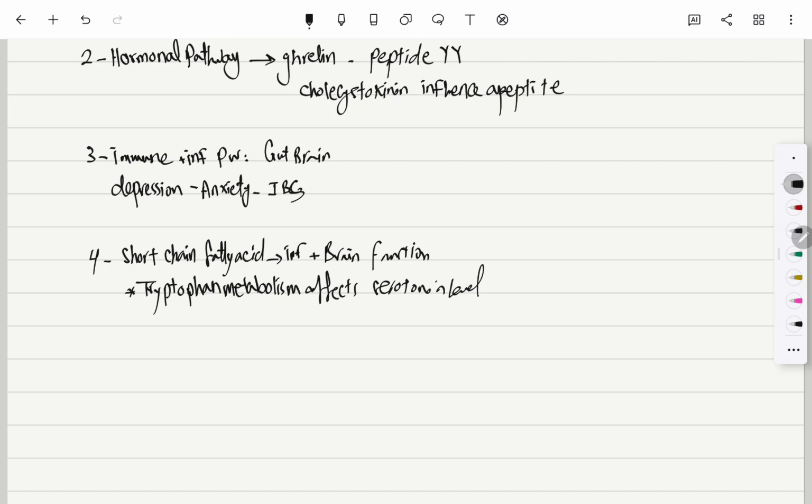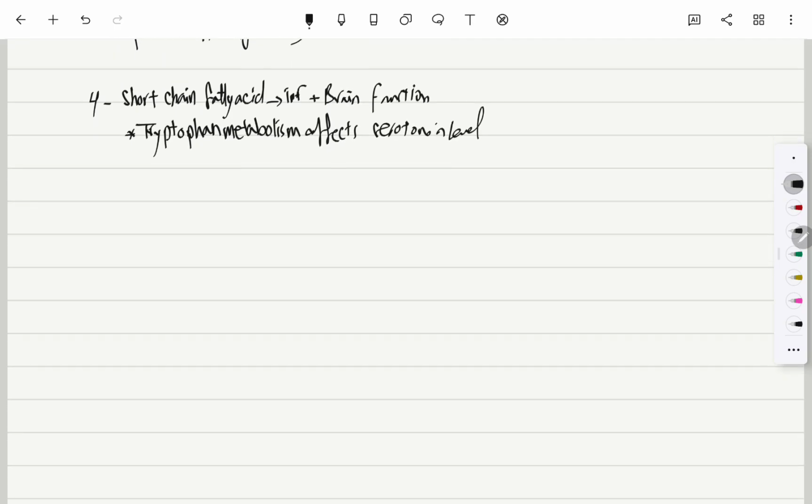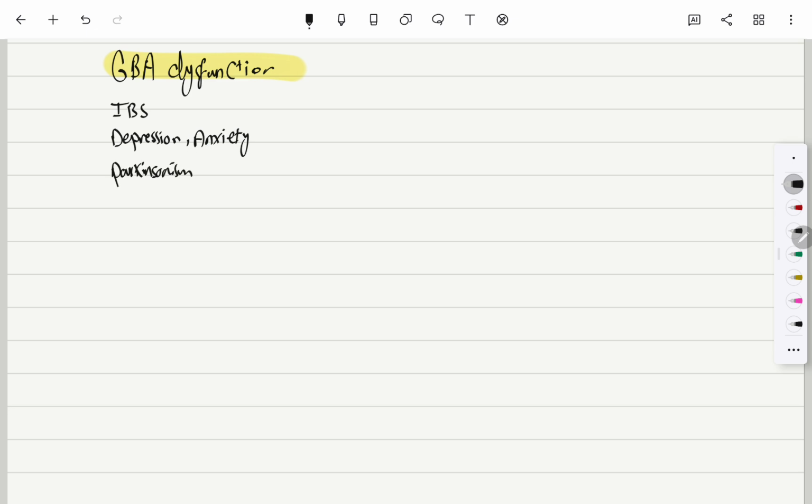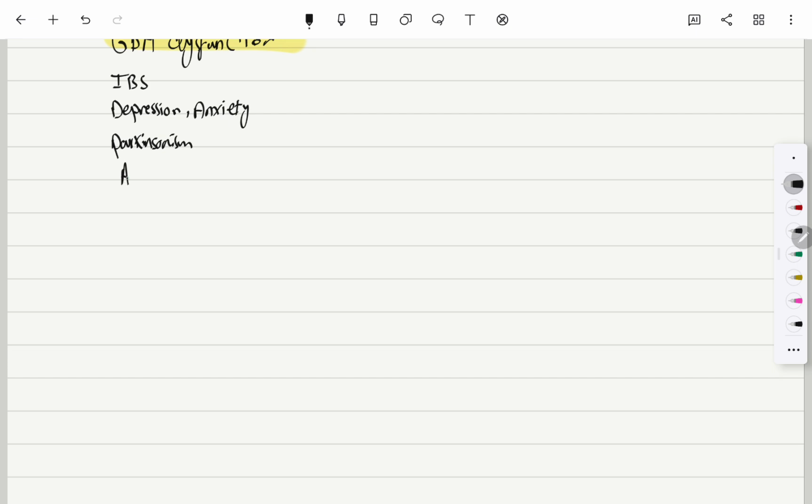Okay, let's talk about clinical prevalence. There are some disorders associated with gut-brain axis dysfunction, like irritable bowel syndrome, depression, and anxiety, Parkinsonism, if there is decrease in dopamine, autism, chronic fatigue.